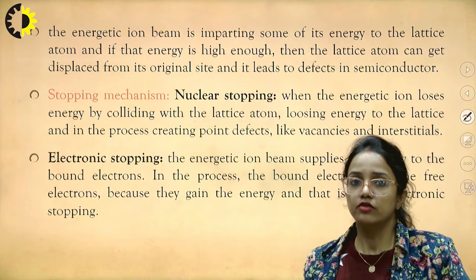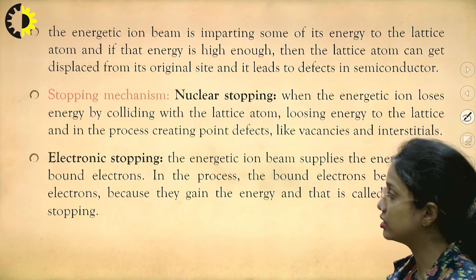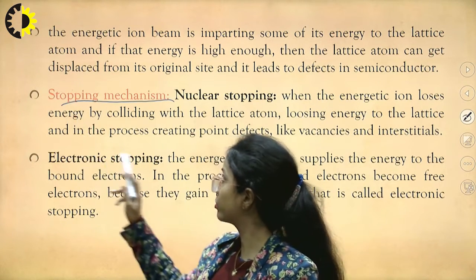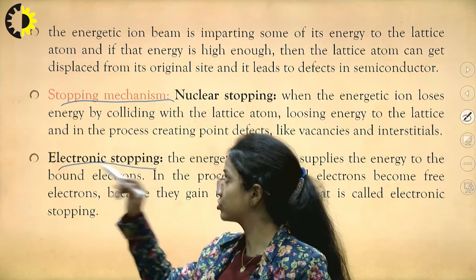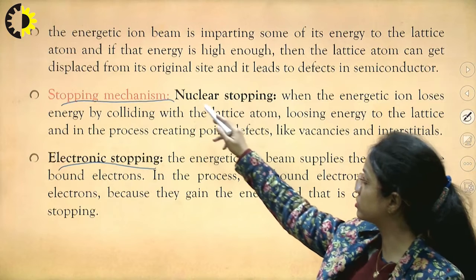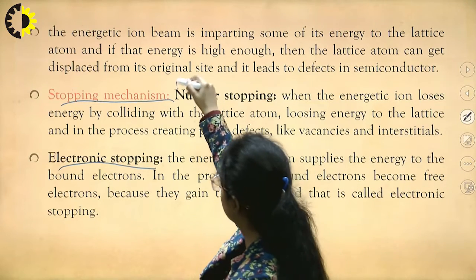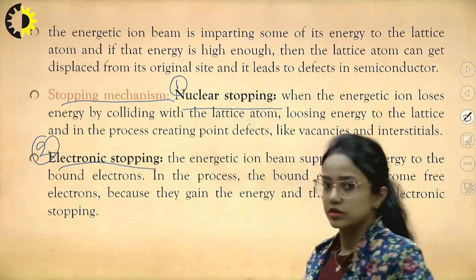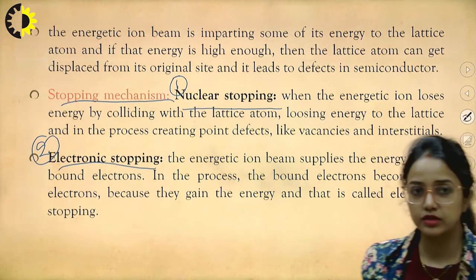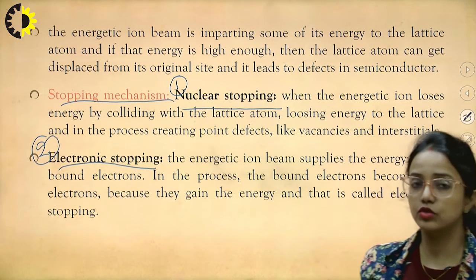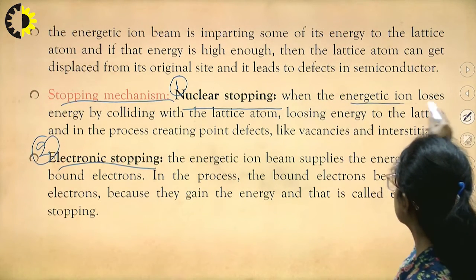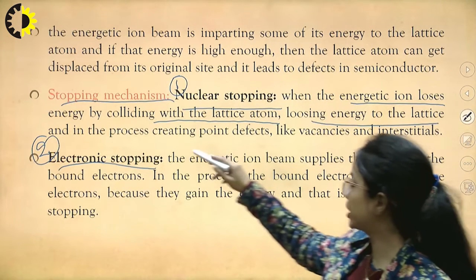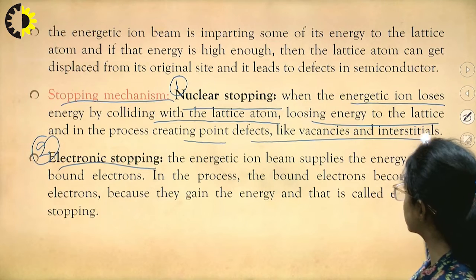Next, we have to see that when the ion stops, there are two kinds of stopping. One is nuclear stopping and another is electronic stopping. The stopping mechanism can be studied by these two methods. In nuclear stopping, the energetic ion loses energy by colliding with a lattice atom, losing energy to the lattice, and this process creates point defects with vacancies and interstitials.